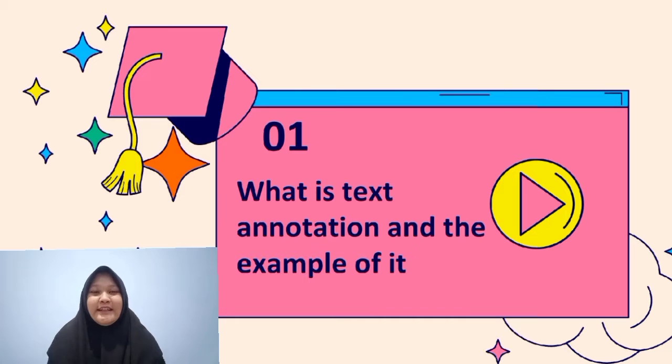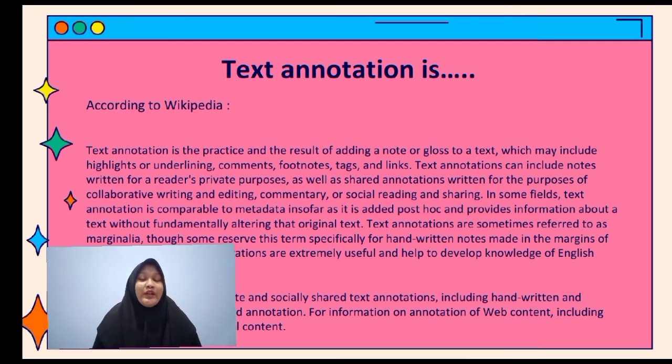I will explain what text annotation is. According to Wikipedia, text annotation is the practice and the result of adding a note or gloss to a text, which may include highlights or underlining, comments, footnotes, text, and links. Text annotation can include notes written for a reader's preferred purpose, as well as shared annotation written for the purpose of collaborative writing and editing, commentary, or social reading and sharing.